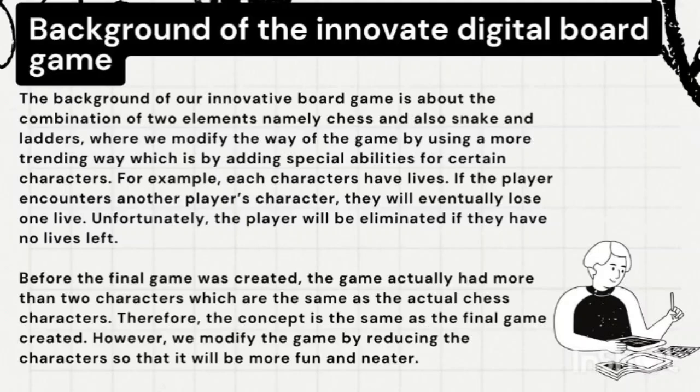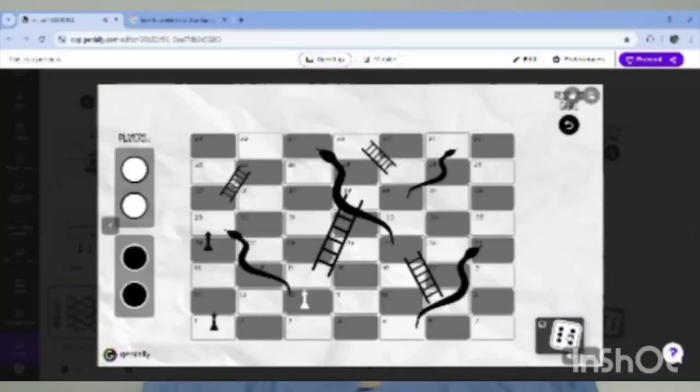Before the final game was created, the game actually had more than two characters, the same as the actual chess characters. Therefore, the concept is the same as the final game created. However, we modified the game by reducing the characters so that it will be more fun and neater. The final game included characters from chess, which are the queen and king, and then added snakes and ladders on the chessboard. The additional component that we used is the dice to determine moves.